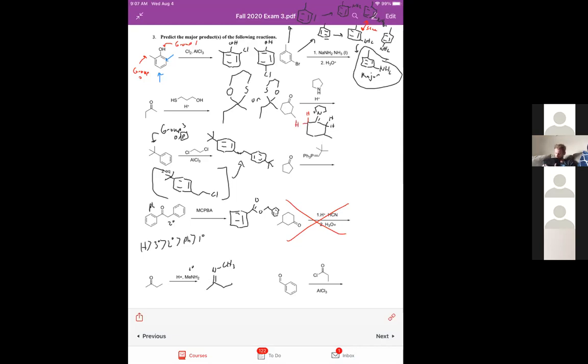So this would be one possible answer. The other one would be where that double bond forms on the other side. Because they're both secondary centers, both of them are possible.